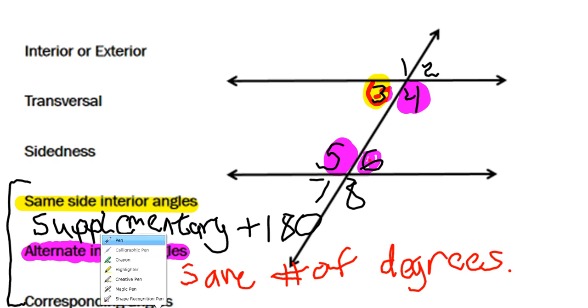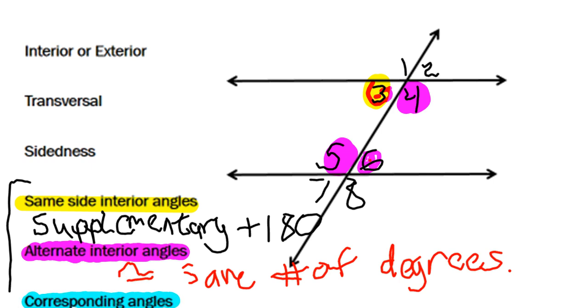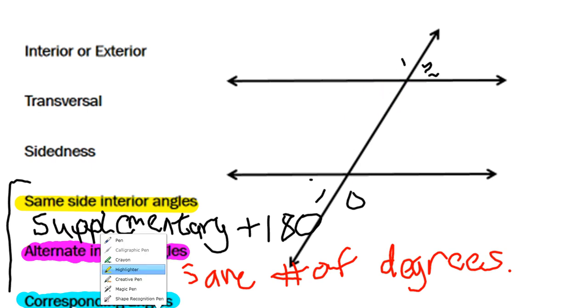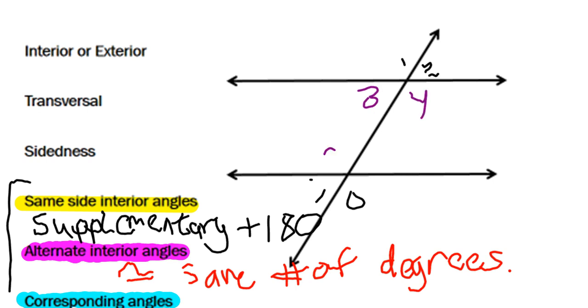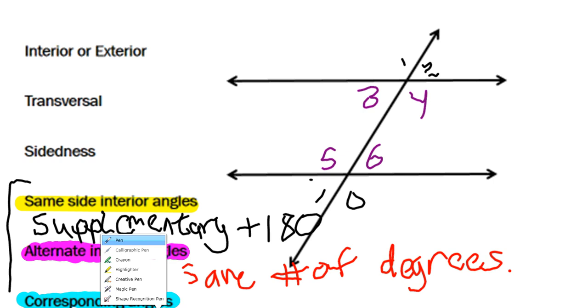Our last one we're going to talk about is corresponding angles. And we'll color code them this way. Let me pick a different color, actually. We'll go a nice little blue here. Okay, and corresponding angles are simply this. It means that in their local region, they are in the same location.